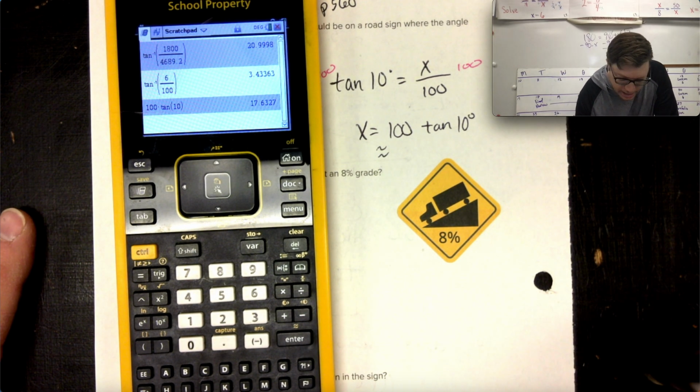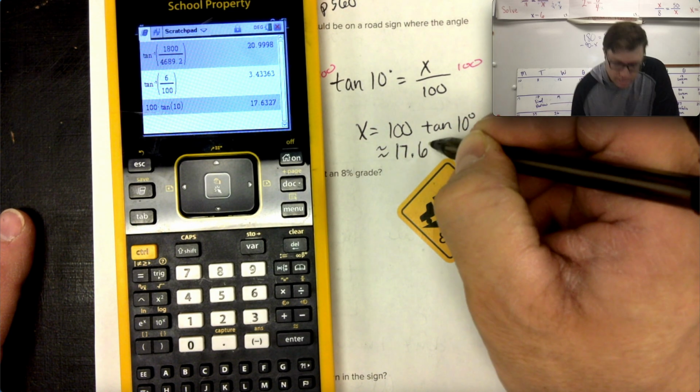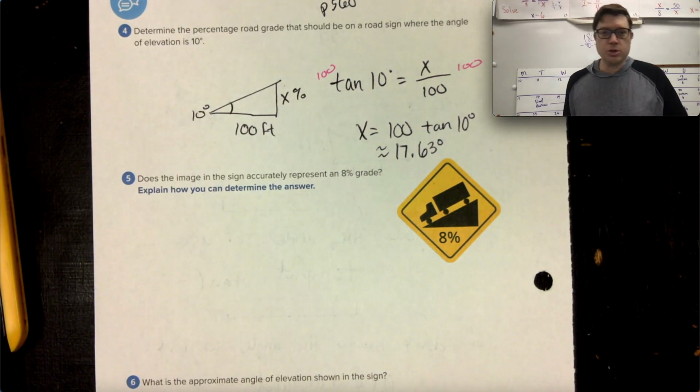17% grade, holy cow. That is like going down Schoon. Do not do that on a skateboard. You should be very careful.